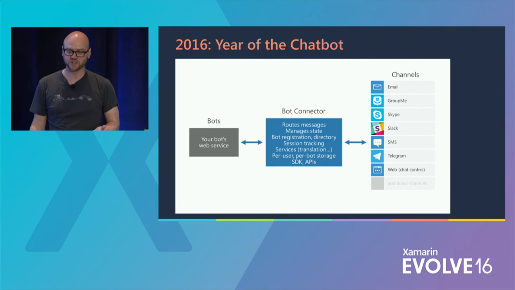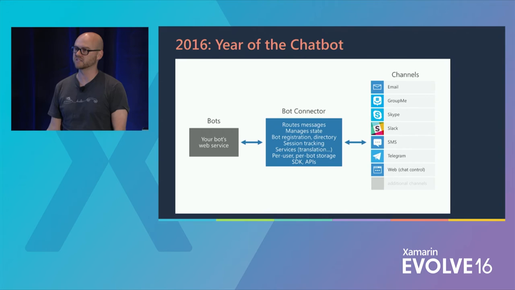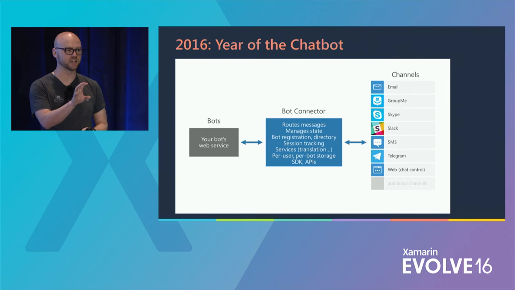They've got a directory of bots. There's a bunch of services. There's SDKs. There's storage for the bots. This is a very powerful platform. So you build your bot, and then the bot connector connects that bot's logic up to all of these other channels. So you can do things like email.